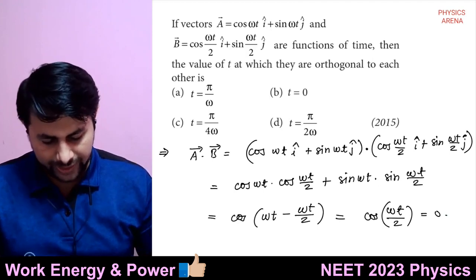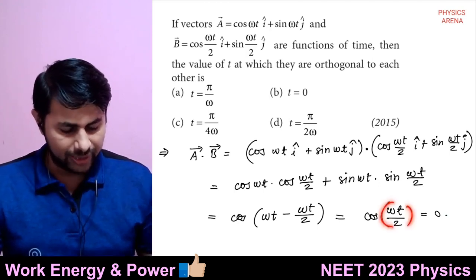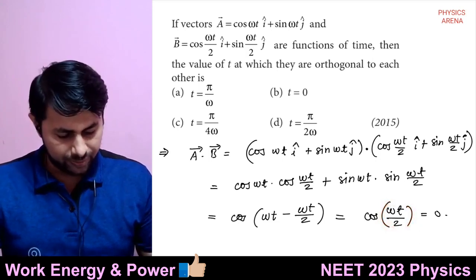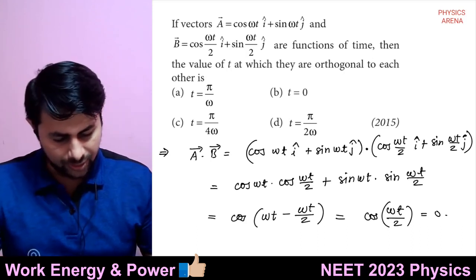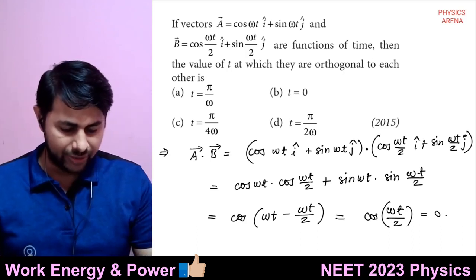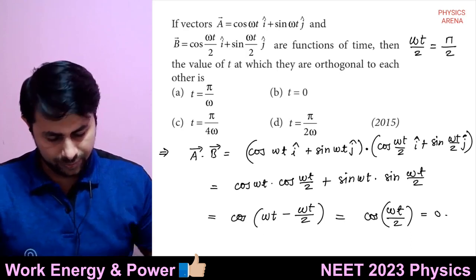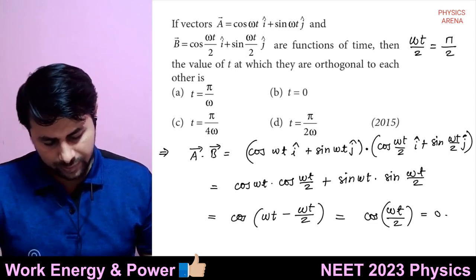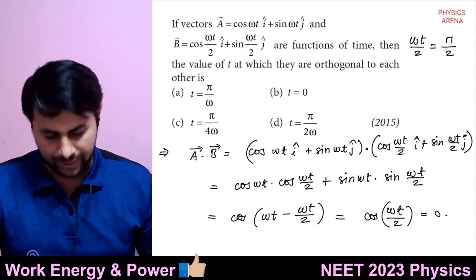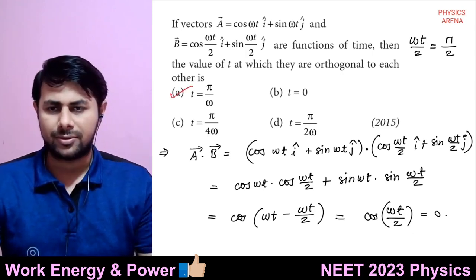Okay, we want the time when they become perpendicular to each other. So cos of omega t by 2 is equal to 0. That means omega t by 2 is 90 degrees, right? Or you can say all options are given in terms of pi. So you can say omega t upon 2 is pi by 2. So 2 gets cancelled. So option A is the answer, right? Okay, t equals to pi by omega.